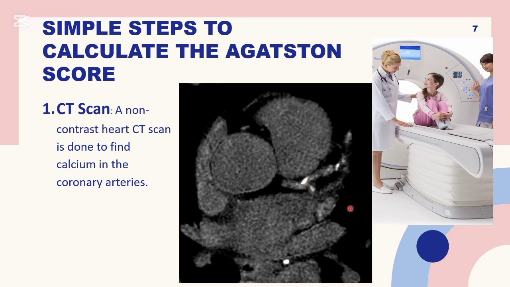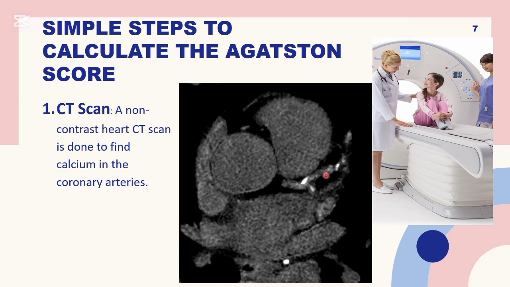If after the scan we put an ROI here, it will give us a specific Hounsfield value or Hounsfield unit. If we put it here, it will also give us some value here and here. This is a non-contrast scan. If we do a contrast scan, it will give a higher Hounsfield value to all these areas.